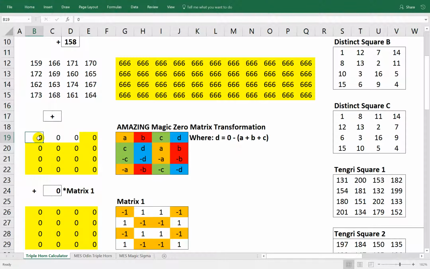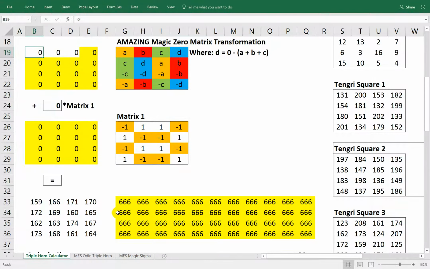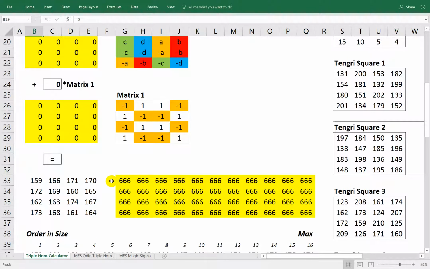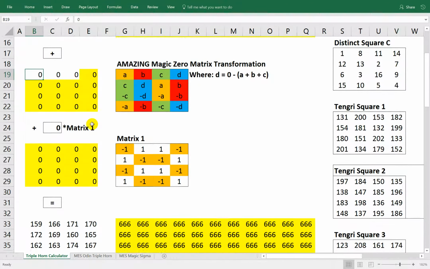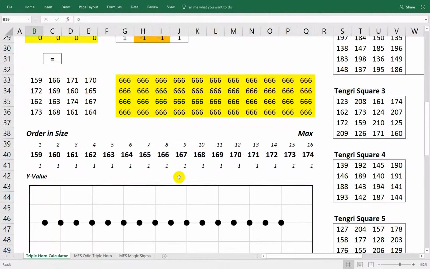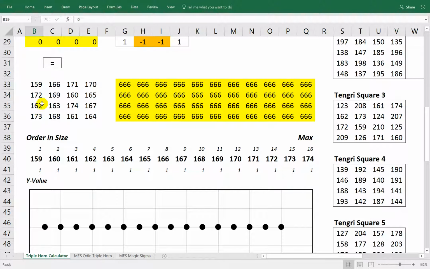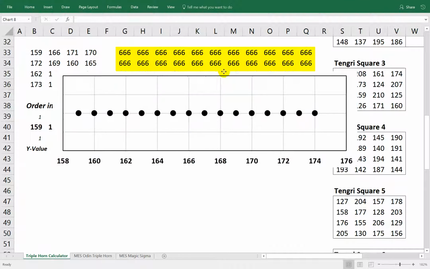Now if you change this number, and then what we're going to do is add to this matrix here, and also have this other matrix from my earlier videos as well, I'll show you what I'll do with that soon. But first I'll show you the calculator. Right now I'll just put 0, so all we're doing is looking at this square. So when we have that square, everything's a 666 calculation, and now I have this automatically ordered from size 159 to 174, and then I have graphed it here. Notice how it's just a perfect straight line of 16 numbers.